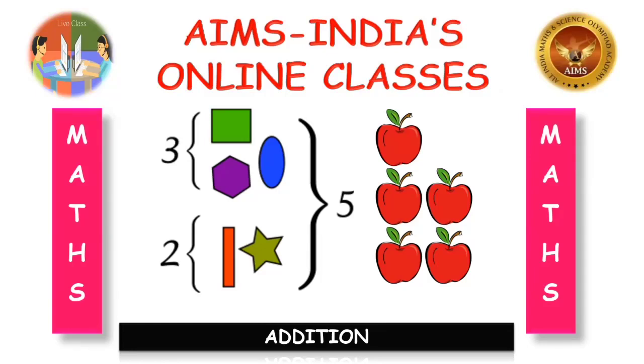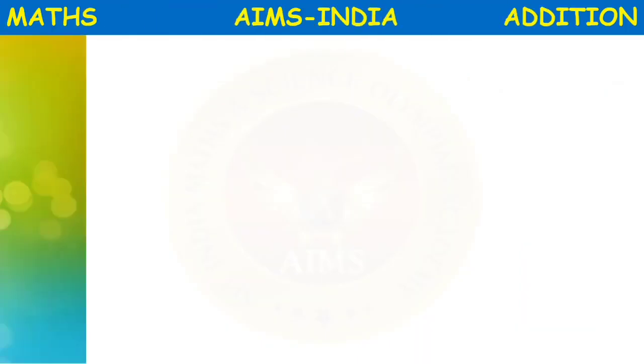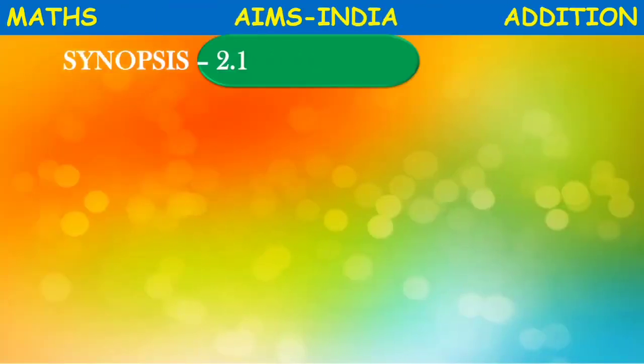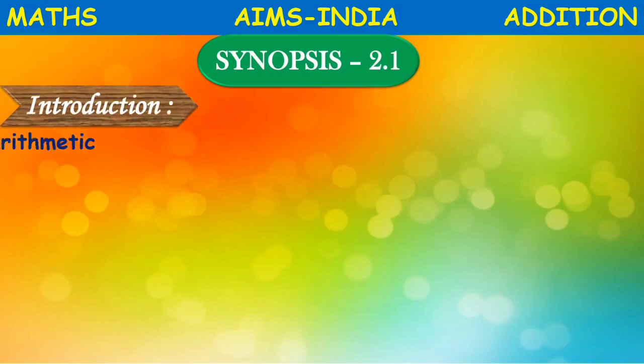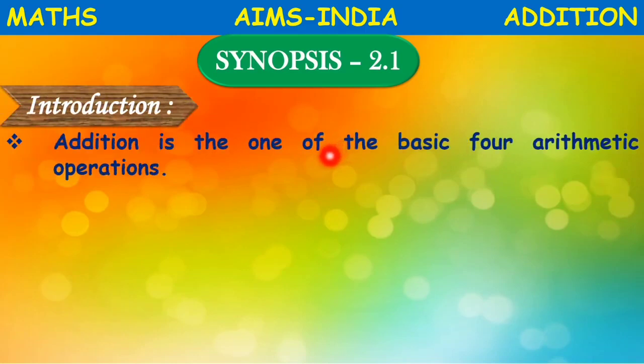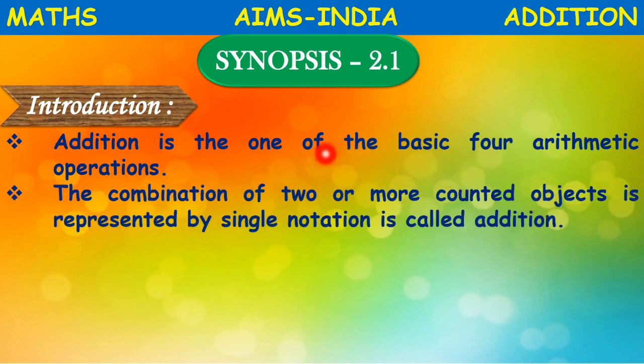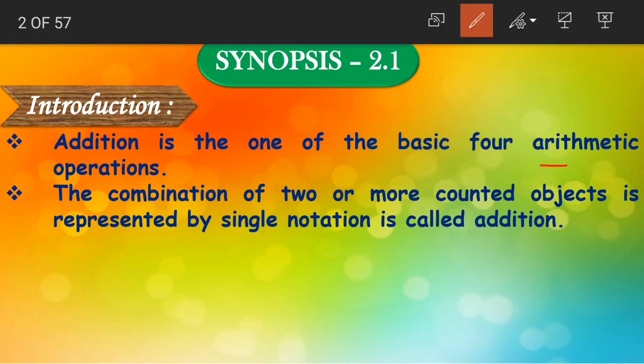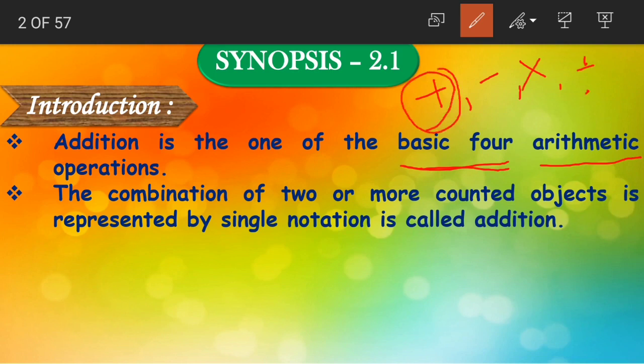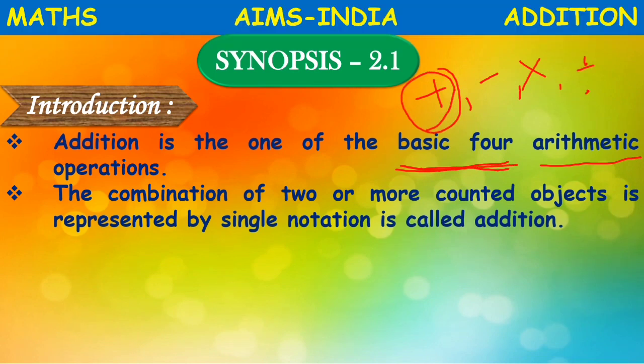In today's class we learn about addition, okay? We learn about addition from the subject mathematics. First, addition is one of the basic four arithmetic operations. What is addition, children? It is one of the basic four arithmetic operations. By arithmetic they mean mathematical. Four mathematical operations: addition, subtraction, multiplication and division. So addition is one of the basic four arithmetic operations.